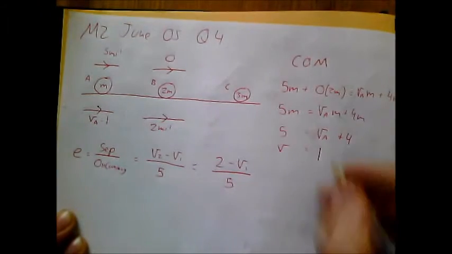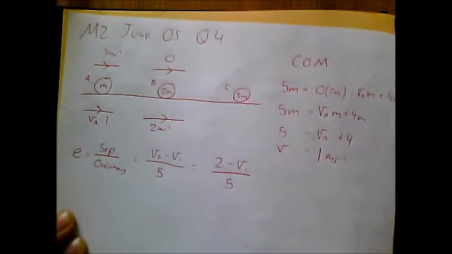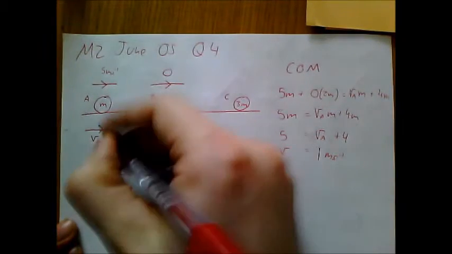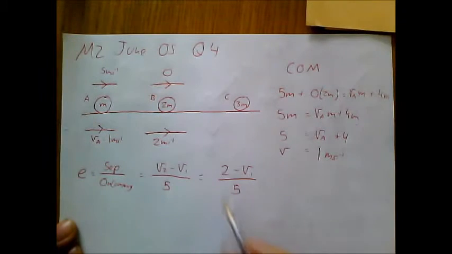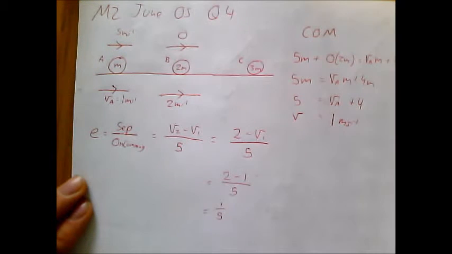So I can put this onto my diagram now and substitute. So 2 minus 1 all over 5 is a fifth, or 0.2. There are no units for the coefficient of restitution; it is dimensionless. So that's it for part 1.